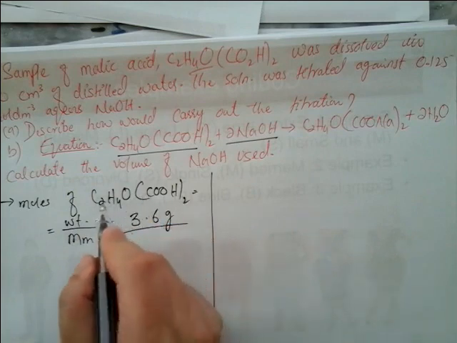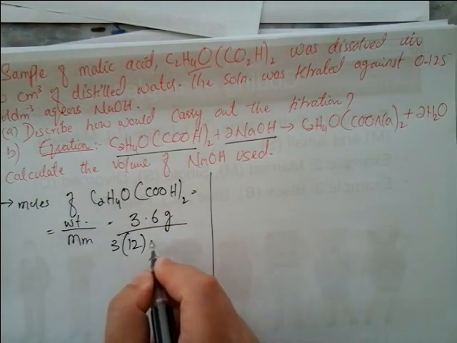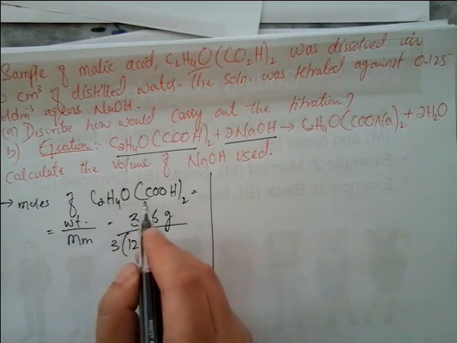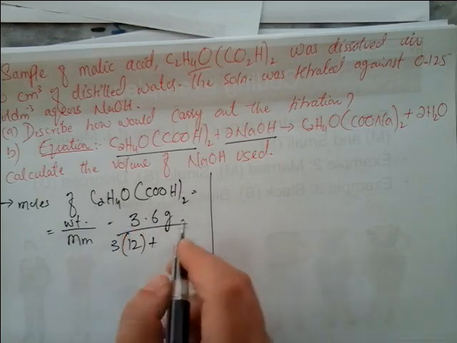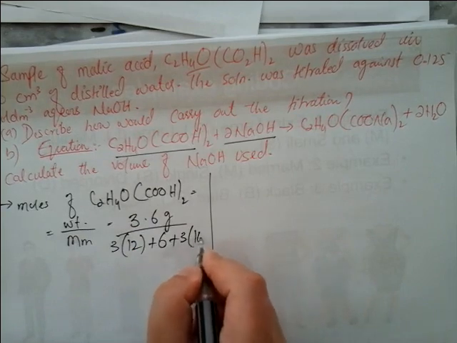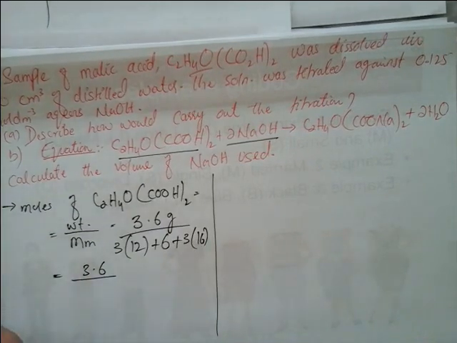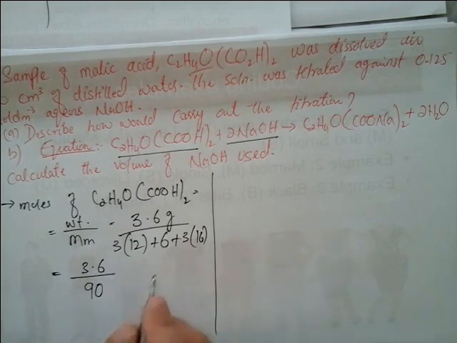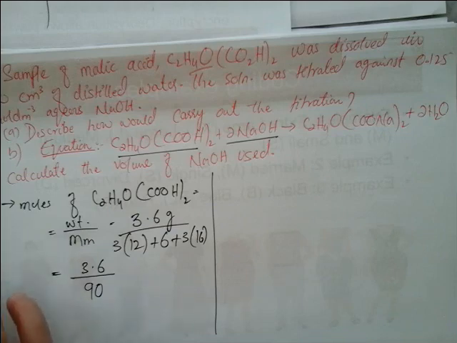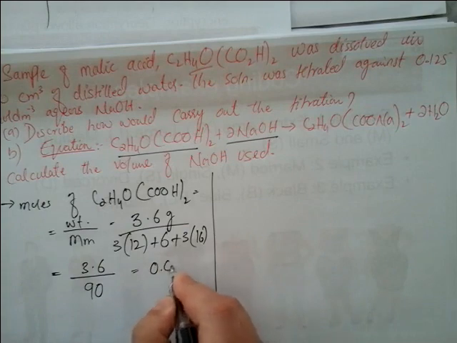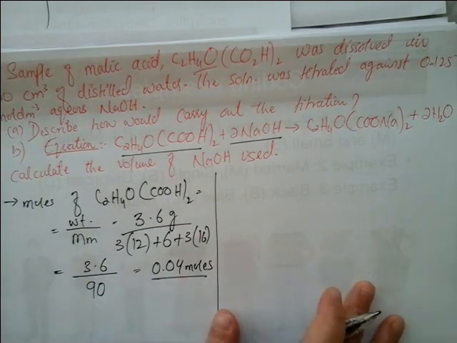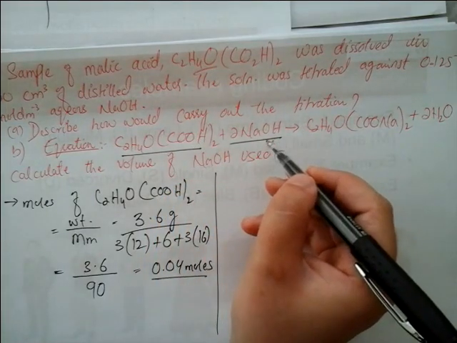So molar mass. Now let's count the number of carbon atoms: 2, 3 carbon atoms, multiplied by the atomic mass, plus hydrogen. How many hydrogens are there? 4 over here, 2 over here, 4 plus 2 is 6, and oxygen, 3 oxygen. So 3.6 divided by 12 multiplied by 3 plus 3 multiplied by 6 plus 6, we will get 90. So this is the molar mass of malic acid. Now 3.6 divided by 90 comes out to be 0.04 moles. So we found the moles of this compound, but we don't know the moles of sodium hydroxide.